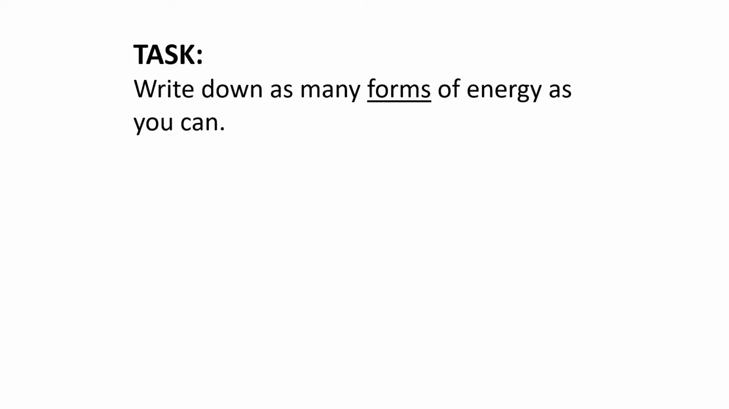So for your first task, I want you to think back to Key Stage 3 and try and think of as many forms of energy as you can and write them down in your book. Now it doesn't matter if you don't know all of the forms of energy, or if you're not sure if something is a form of energy, have a go of writing it down anyway, because science is all about making mistakes. We can always correct it.